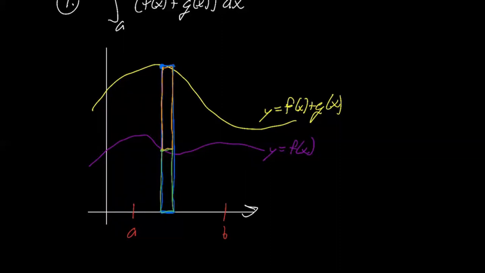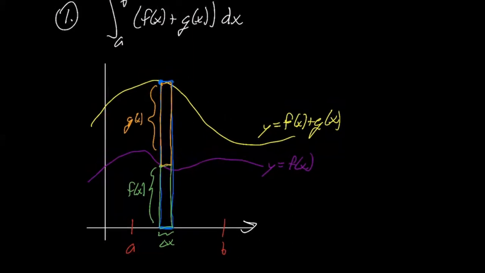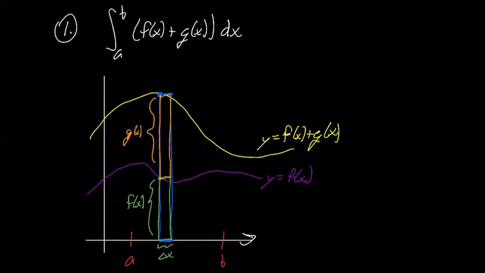This height is g of x. This height is f of x. And this is delta x. So really you're just stacking Riemann sum rectangles for f and for g. And so the area of that rectangle is going to be the sum of the areas for f and for g.